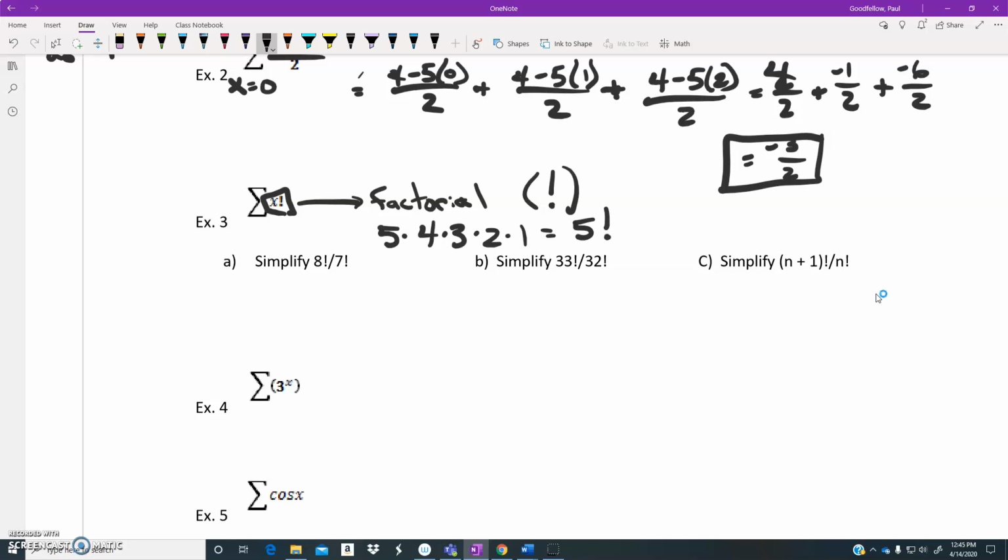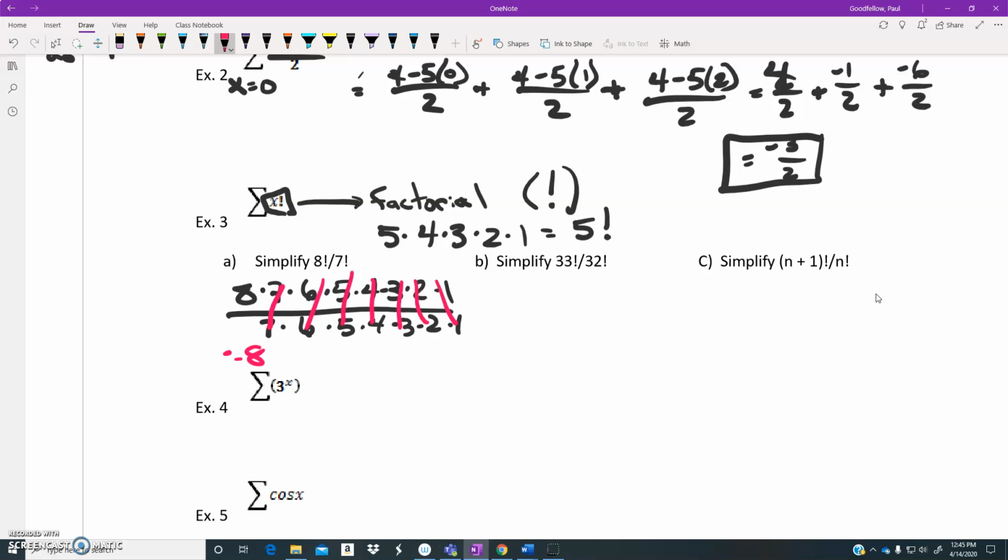Now, if I was going to simplify something like 8 factorial divided by 7 factorial, well, 8 factorial would be 8 times 7 times 6 times 5 times 4 times 3 times 2 times 1. That's a lot. And then 7 factorial would be 7 times 6 times 5 times 4 times 3 times 2 times 1. And this division actually works out kind of nice because, whoa, look, they all cancel each other. And the answer in the end would be 8. Wow, that's cool.